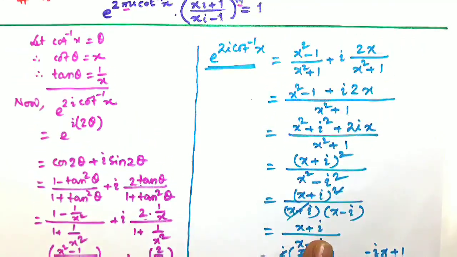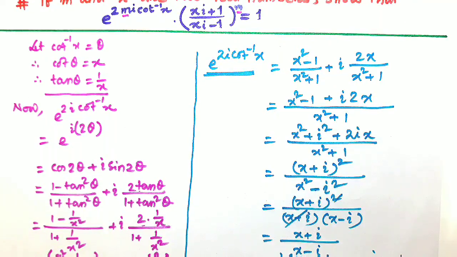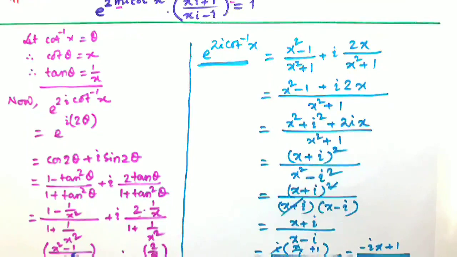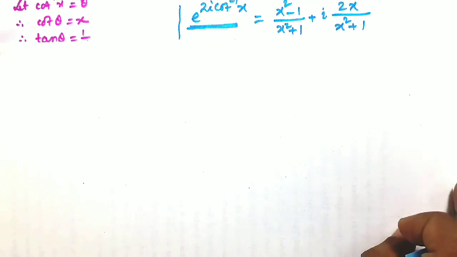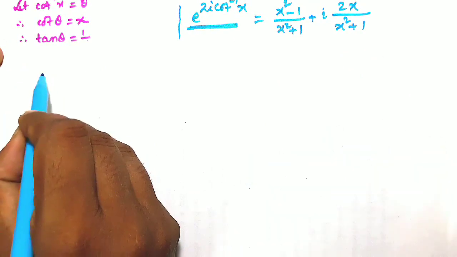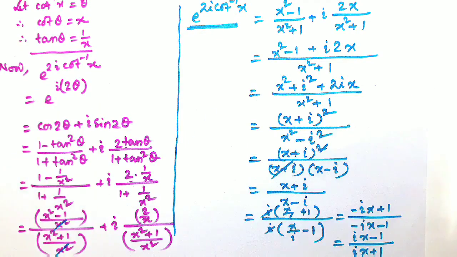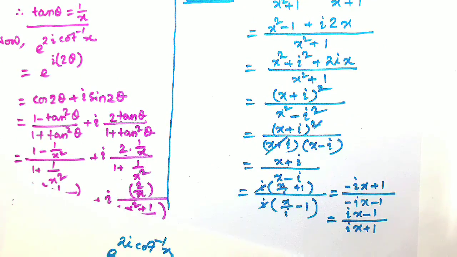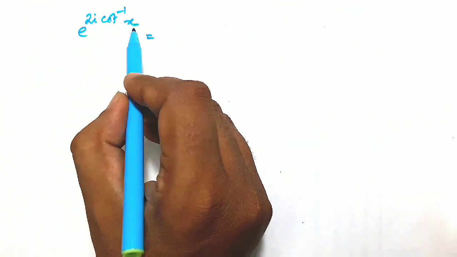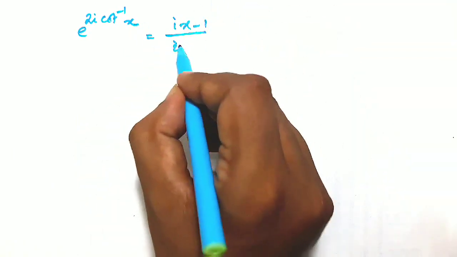So this is the time to raise the power to m. Okay, so on both sides we shall now raise the power. So from the beginning we have to start it. This is e to the power 2i cot inverse x. We have actually got this one: ix minus 1 upon ix plus 1. So we write it on the right side, and this is e to the power 2i cot inverse x is equal to ix minus 1 upon ix plus 1.